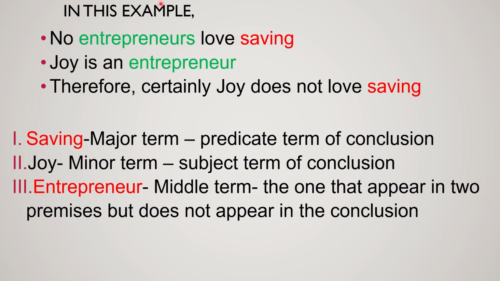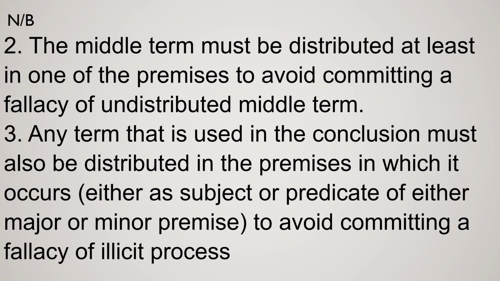This kind of explanation is very important, because when you will be explaining your syllogism or that argument, you'll be using such terms as minor term, major term, middle term, major premise, minor premise, among other terms that you'll be including. But the 3 major terms that are there to make it valid are the major, minor, and the middle term. The second rule is that the middle term must be distributed at least in one of the 2 premises to avoid committing a fallacy of undistributed middle term.